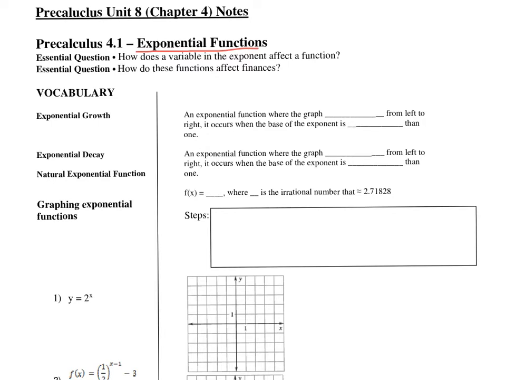So exponential growth is the first thing we'll talk about, and that's an exponential function where the graph increases, which is just another word for grows, from left to right. It occurs when the base of the exponent is greater than 1. And then exponential decay is an exponential function that decreases from left to right. It occurs when the base of the exponent is less than 1.